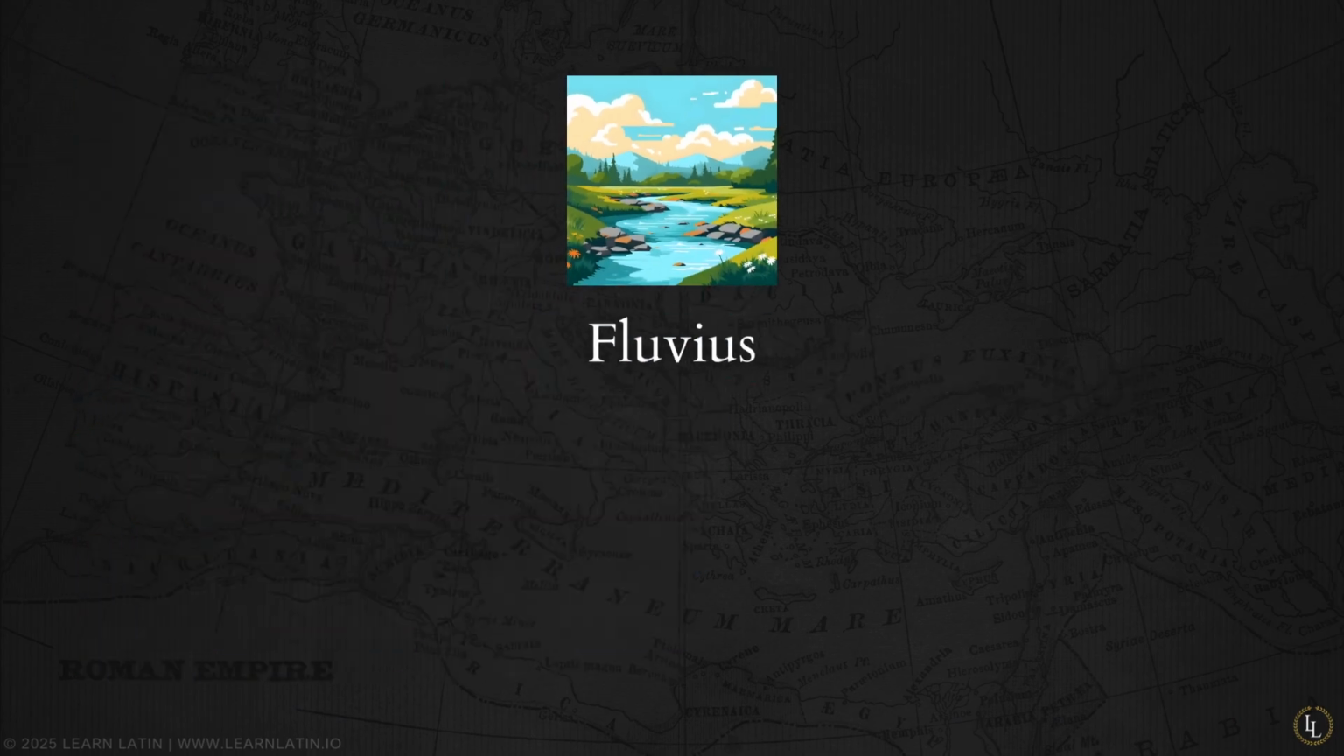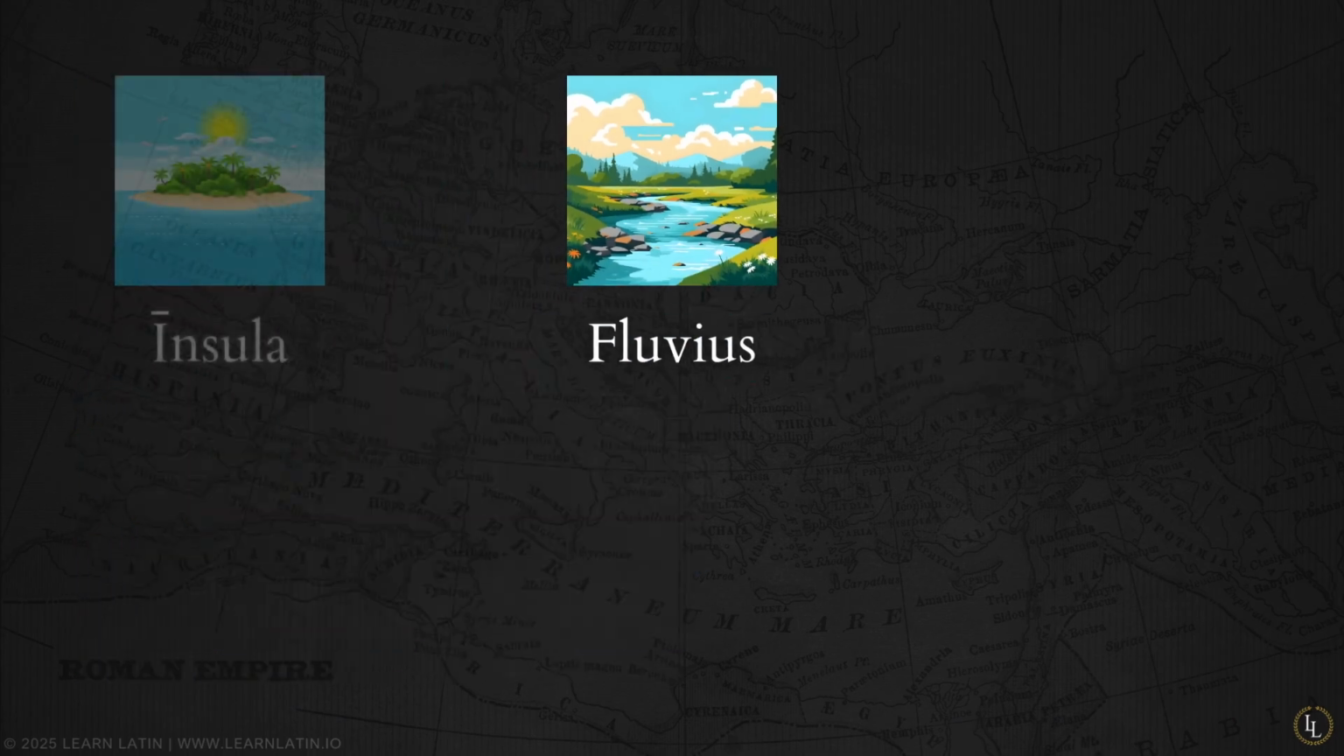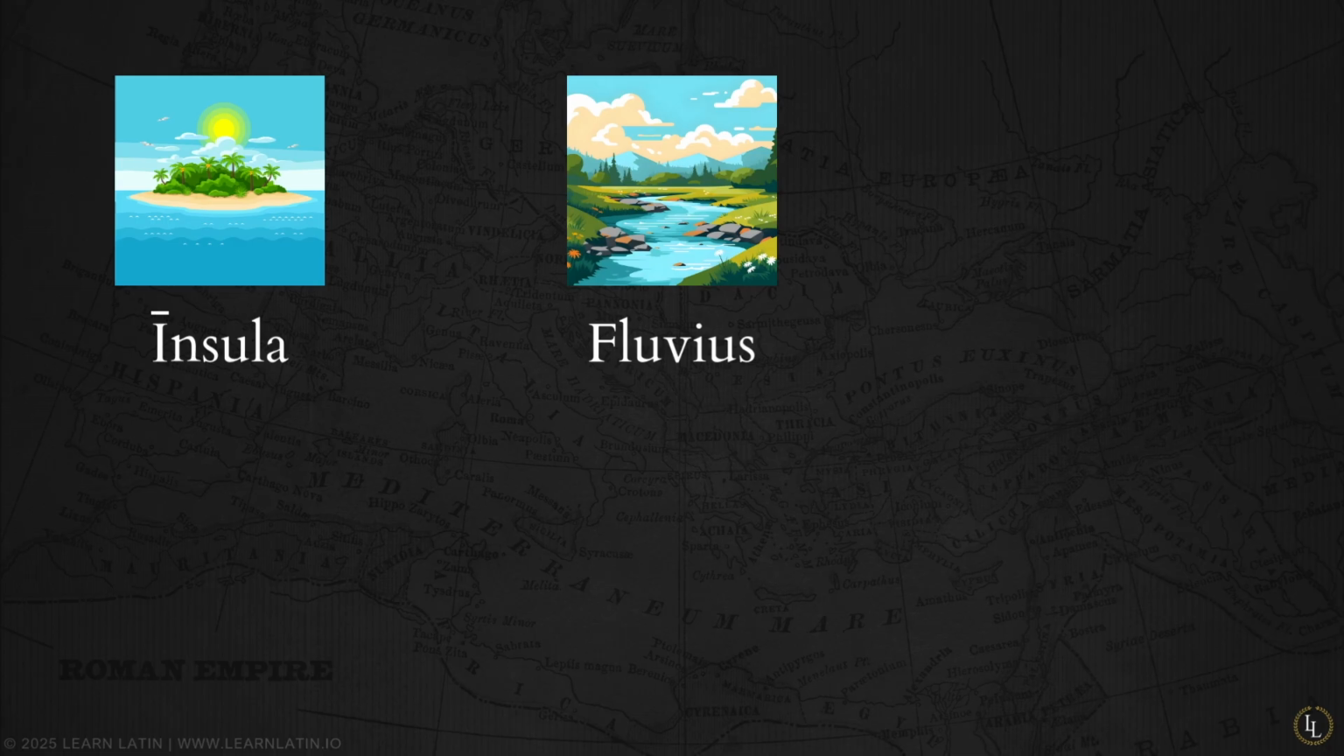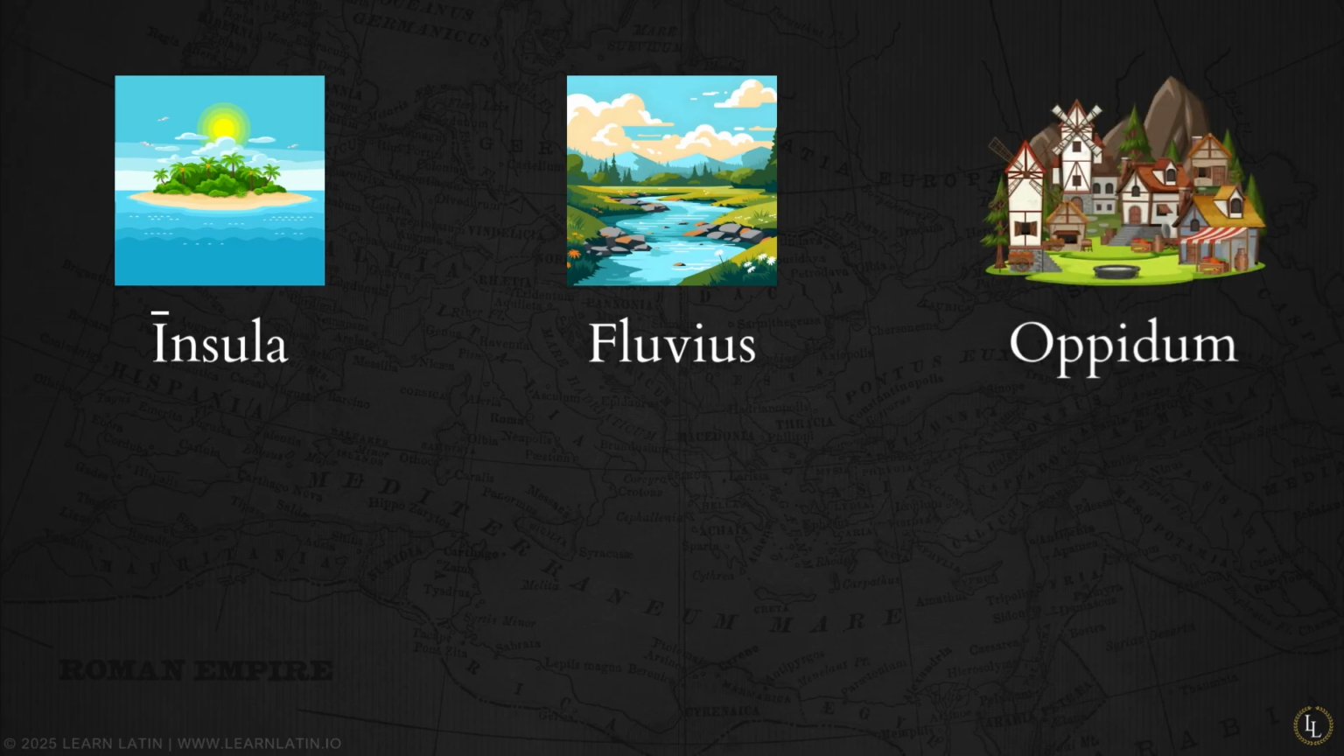Here are three common words, each shown with a picture: insula, fluvius, and oppidum. These weren't chosen at random. They'll help us understand some key grammar concepts. Insula, fluvius, and oppidum are nouns. That means they are names of things in the world, and they can act as the subject or object in a sentence. But look closely. Each word ends differently. A, us, um. That's because each word has a different gender.